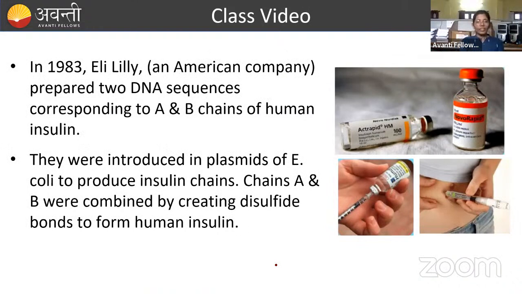So the first time was in 1983, right? Somebody has to do anything the first time, and only then can we continue. This genetically engineered insulin was prepared by an American company in the year 1983, and that company is Eli Lilly. They created the first human insulin in 1983. And I told you how exactly it is going to happen. The disulfide bonds will form. Is it clear? Give the thumbs up if it is clear.